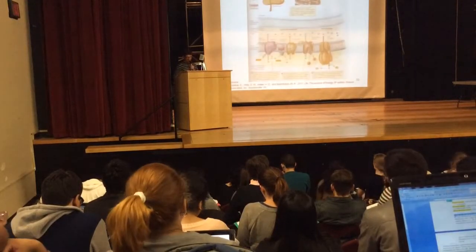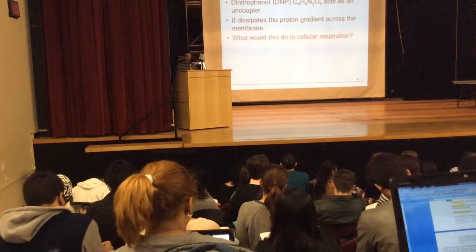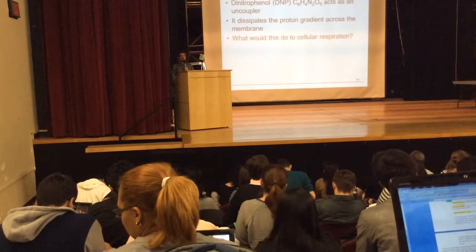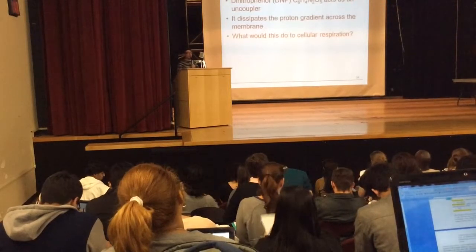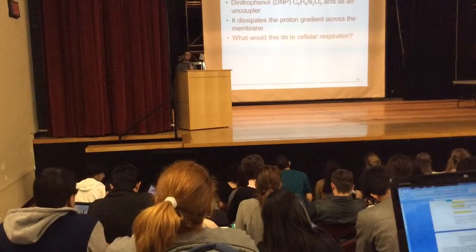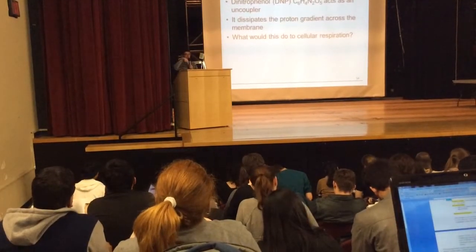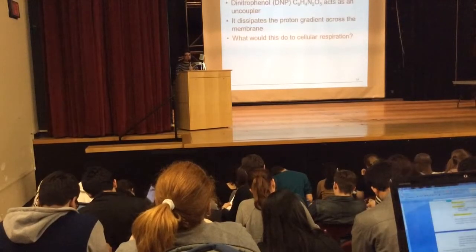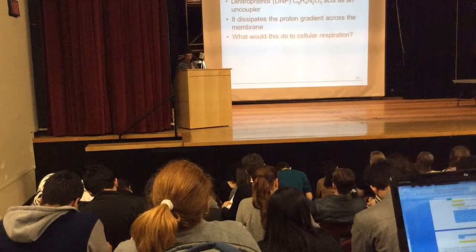All right. Here's another inhibitor, dinitrophenol. This is what we call an uncoupler. An uncoupler uncouples the proton gradient from the ATP synthase. So what does that mean? It allows the protons to go back across the membrane, so they don't need to go through the ATP synthase. So it dissipates the proton gradient.